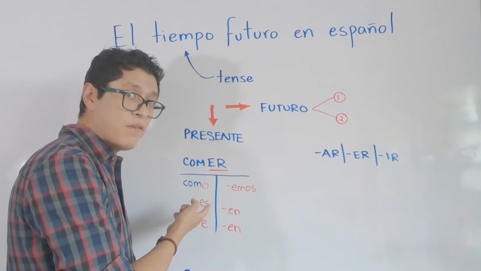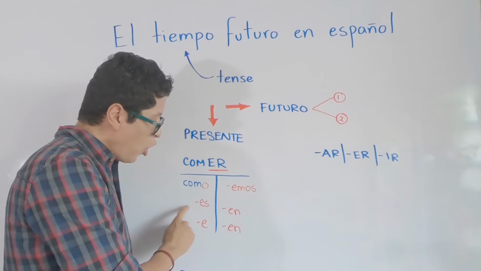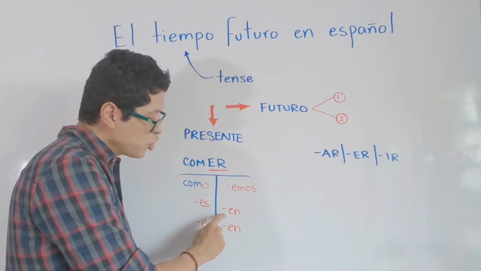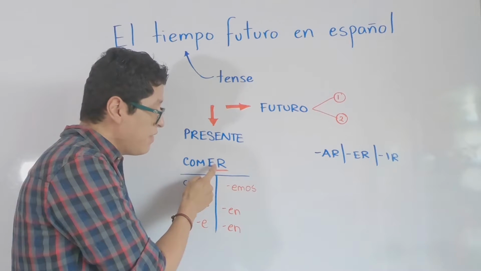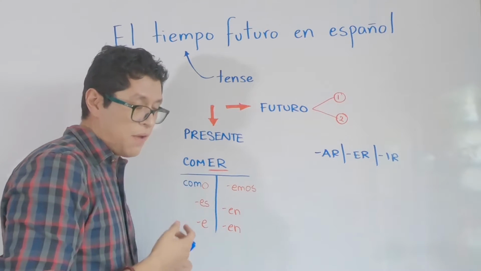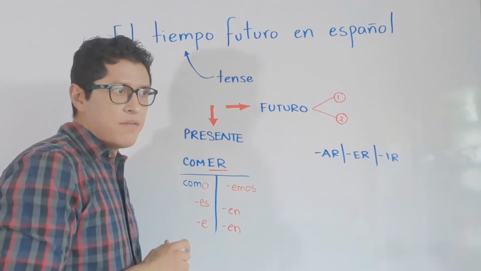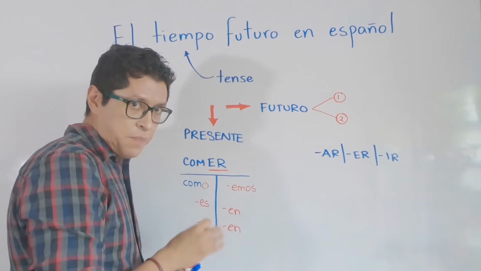This is the presente form, right? This is the present tense. So we say comer, como, comes, come, comemos, comen. In all of them, I am removing the ending, this part. You can remove also ar, such as in the verb hablar, for example, or in the verb vivir. So you remove the last part, ar, ir.